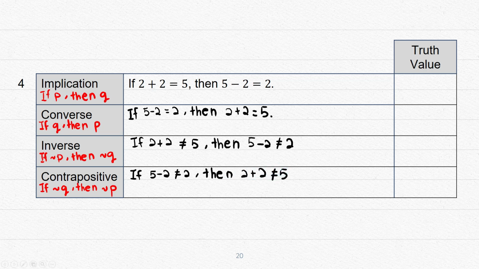Now you have constructed the converse, inverse, and the contrapositive. Then we determine which one is P and which one is Q. From this implication, 2 plus 2 is P and 5 minus 2 is Q. In this situation, for the implication, will P become the antecedent or the consequent? Which one?